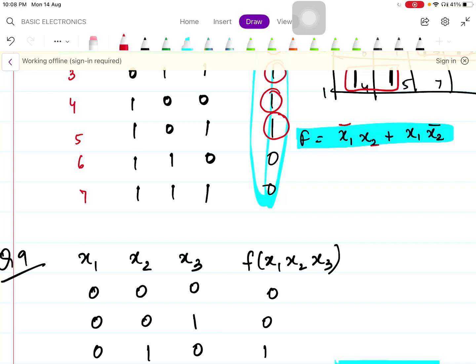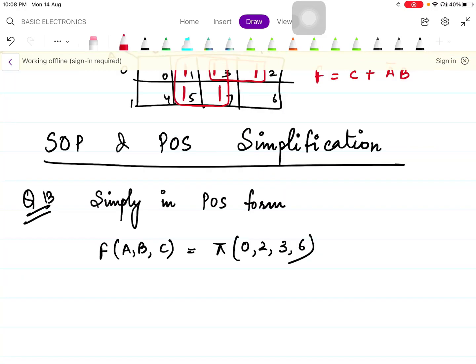That means sum of product means minterms being filled, one is being prioritized, and we are having AND operation among the variables, and we are getting the answers in the SOP. So for POS simplification, we will be needing the max terms instead of min terms. So for example, we have a question like this.